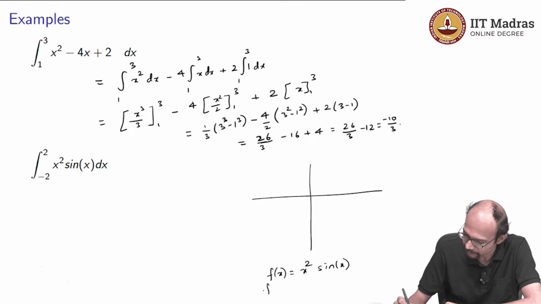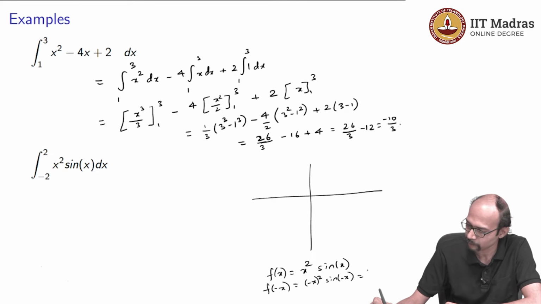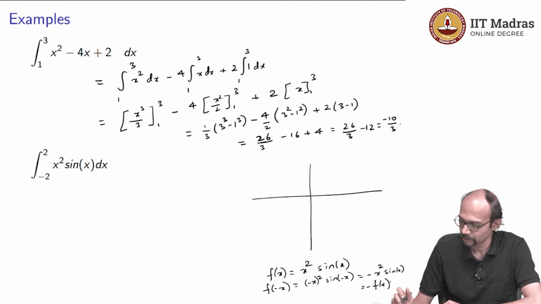If you look at f of minus x, this is minus x whole squared times sin of minus x, which is, since minus x squared is x squared and sin of minus x is minus sin x, minus x squared sin of x, which is minus f of x. Well, what does that mean? That means, for example, f of minus 1 is minus f of 1. If you take f of minus 2, that is minus f of 2.